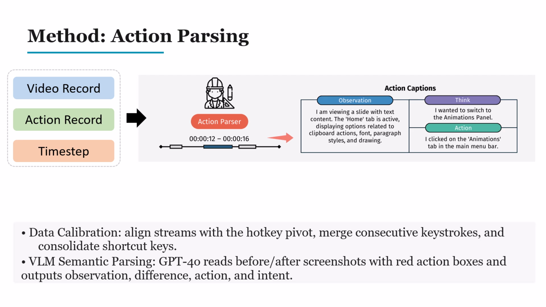Second, the VLM-based semantic parser uses GPT-4o with before and after screenshots. The interaction location is highlighted with a red bounding box, so the model is grounded on the relevant UI region. The output is structured into observation before, observation after, state difference, vector action, and inferred user intent. This creates the semantic trace used by the planner.